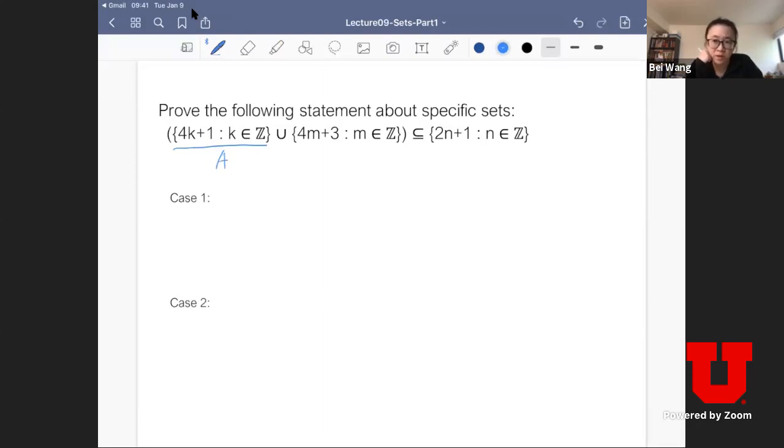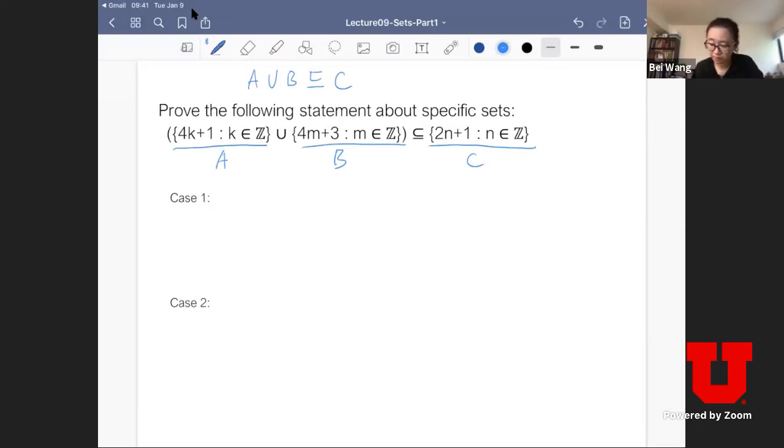Or in other words, if I take the quotient, the quotient is k, the remainder is 1. This one, B, is all the integers where if I mod 4, the remainder is 3. And C is all the odd integers.